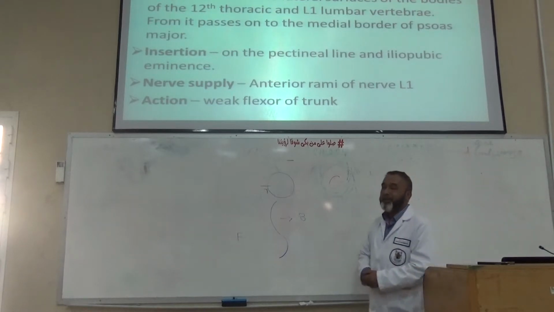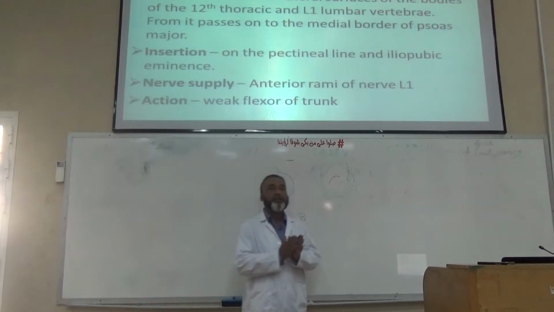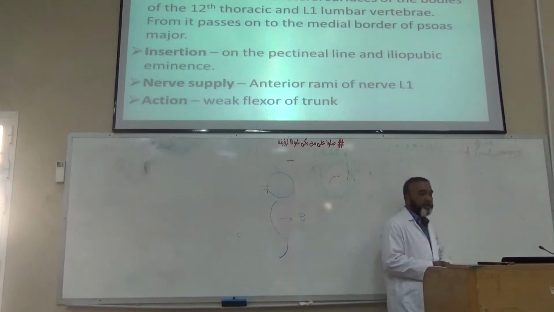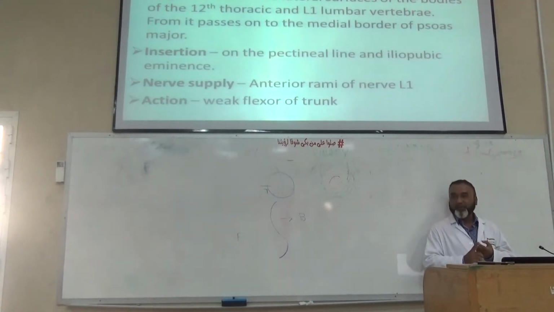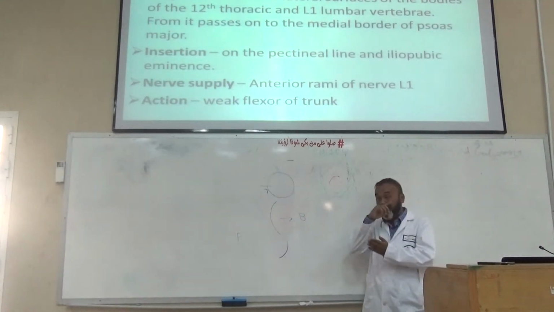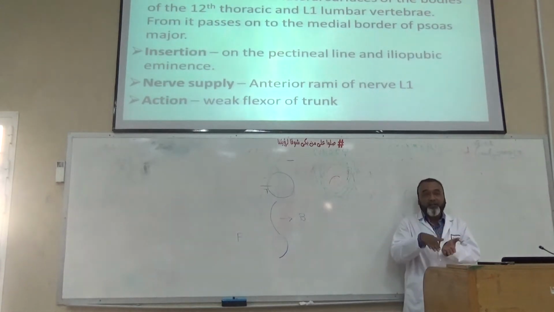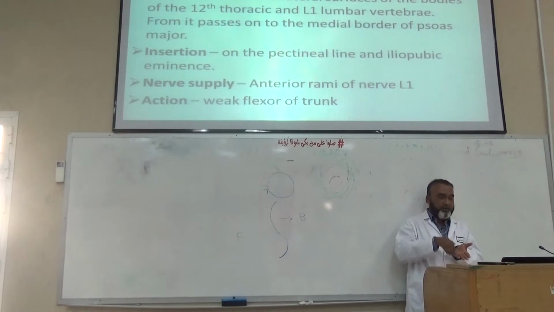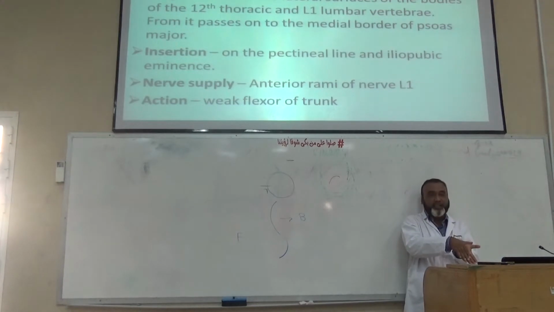Psoas minor, as I said, if it is present, is a long slender muscle originating from the sides of the bodies of the 12th thoracic and the first lumbar vertebra. First, it lies on the medial side of the psoas muscle. Then it comes over its anterior side.